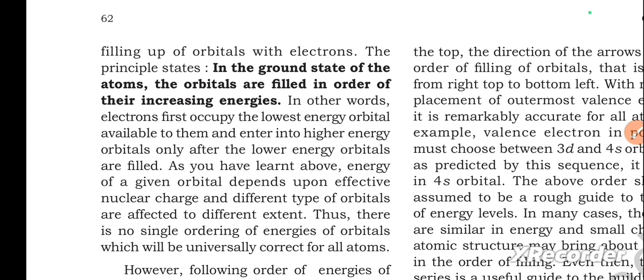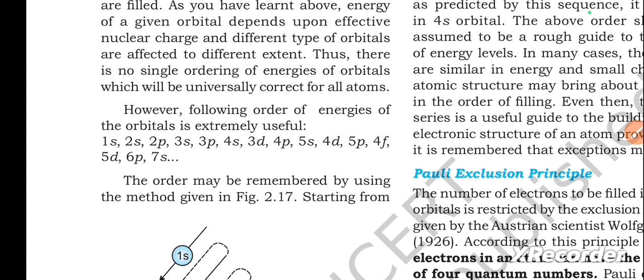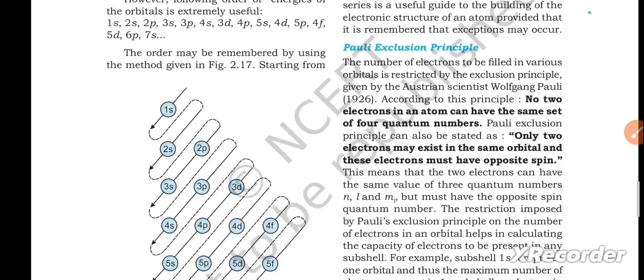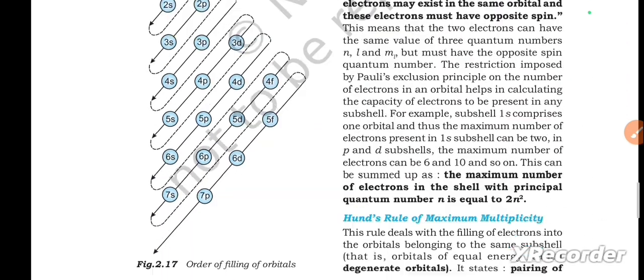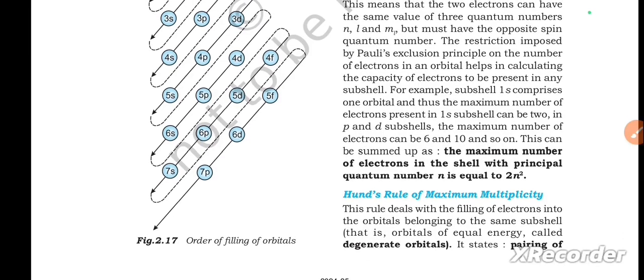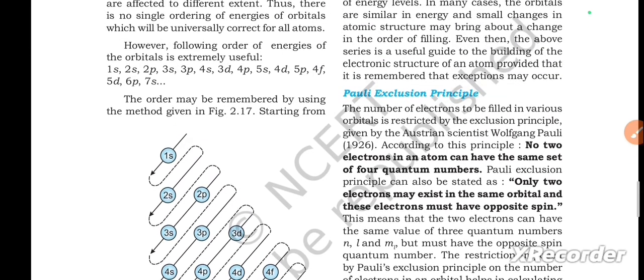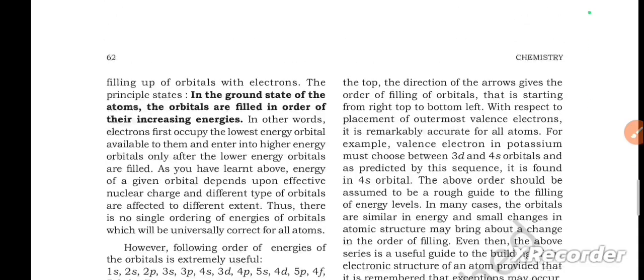As you have learnt above, energy of the given orbital depends upon effective nuclear charge, and different type of orbitals are affected to different extent. Thus, there is no single ordering of energies of orbitals which will be universally correct for all atoms. However, following order of energies of the orbitals is extremely useful. The order may be remembered by using the method given in figure 2.17. Okay, this figure of order of filling the orbitals I will be providing you at the end of this audiobook.